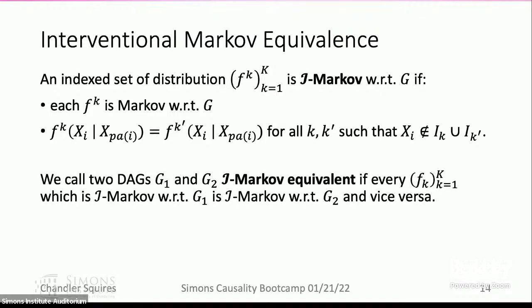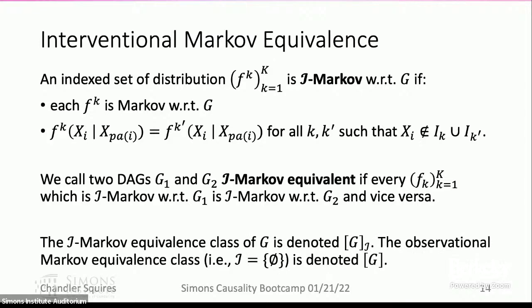And similarly, we'll build up from this definition of a set of distributions being I-Markov with respect to a graph to the notion of an I-Markov equivalence class. So two DAGs are going to be I-Markov equivalent if every indexed set of distributions which is I-Markov to one of them is also I-Markov to the other. So if you think of this as a set of distributions, these two sets are equal.